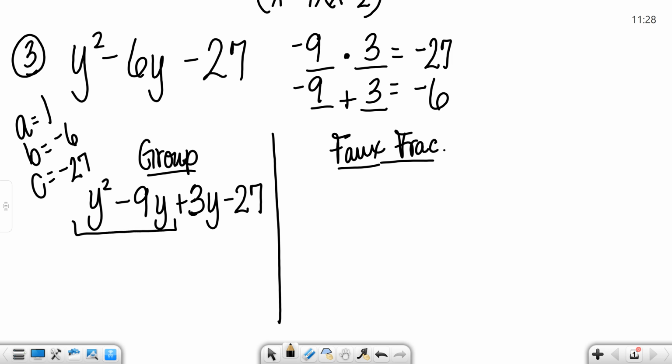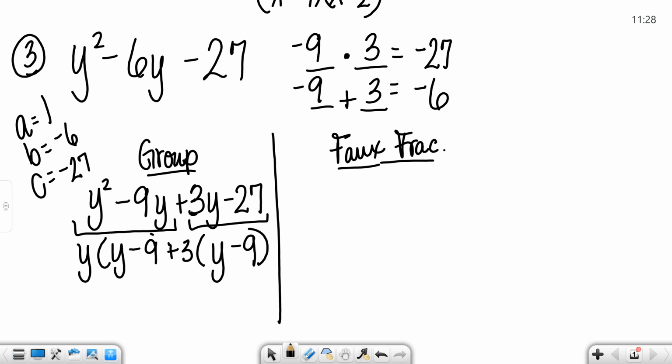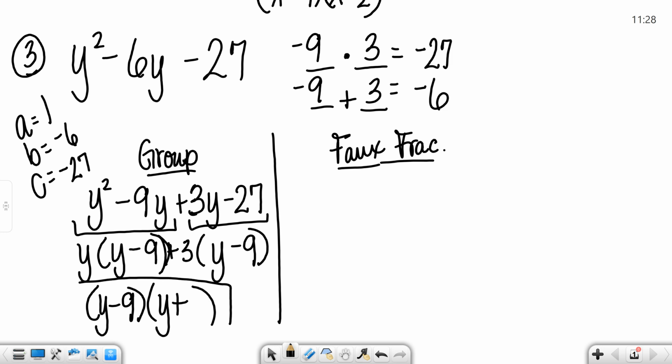Okay, now I group. So I have a y times y minus 9. And this group has a 3 in common. Y minus 9. All right, so now my two groups have a y minus 9 in common. I factor it out, and it would be multiplied by what's left, which would be y plus 3. So y minus 9 times y plus 3.